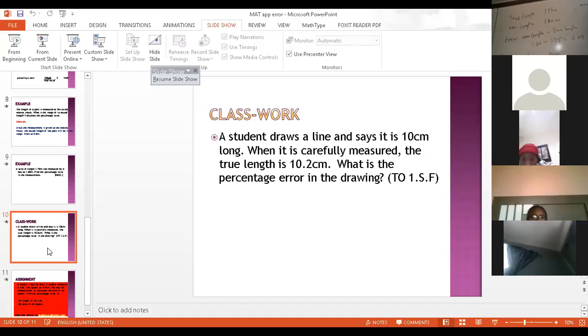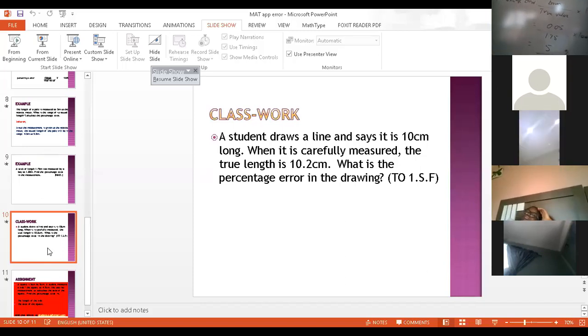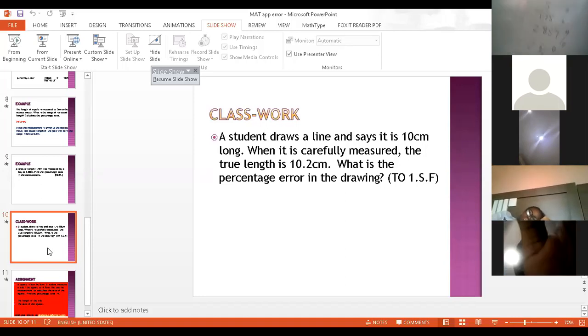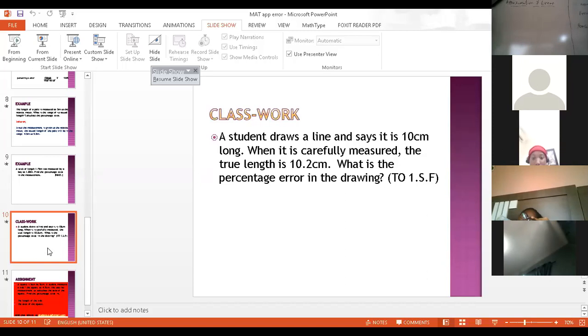So the classwork was given to you. A student draws a line and says that that line is 10 centimeters long. Now, when we use a wonderful and sophisticated equipment to measure it, we realize that that line is actually 10.2 centimeters. Now the question says, find the percentage error. The idea is that the new length minus the true length.